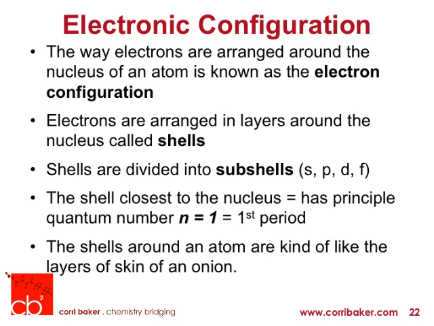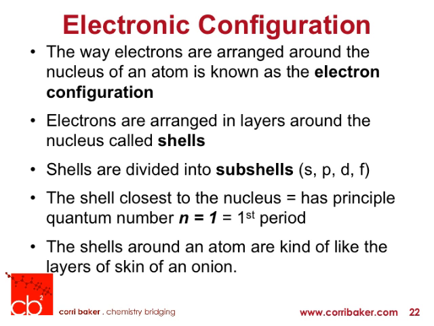So the way that we actually arrange electrons into these orbitals and into these subshells around a nucleus is called the electronic configuration, and it's a fancy way of saying how the electrons are arranged, how are they configured in this atom. Now the electrons are always arranged in layers, and these layers are called shells, and within those shells there's subshells, and these shells can be divided into subshells of S, P, D or F nature.